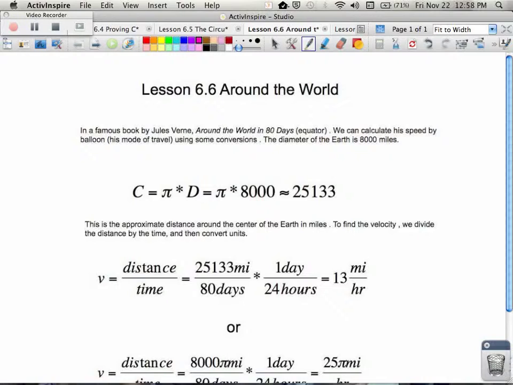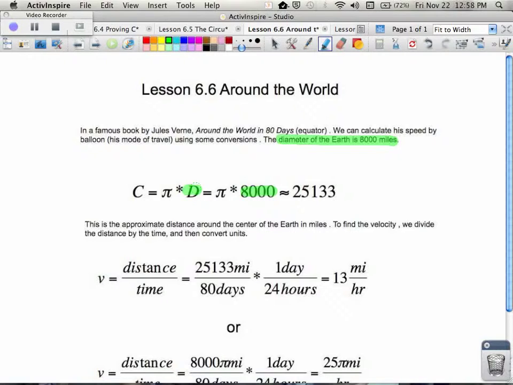And one of the things you could do is calculate his speed in the balloon that he used, using some conversions. So we know that the diameter of the Earth is roughly 8,000 miles. You can look this up on Wikipedia or in an encyclopedia. So the diameter is 8,000 miles. That shows up here in my formula for the diameter.